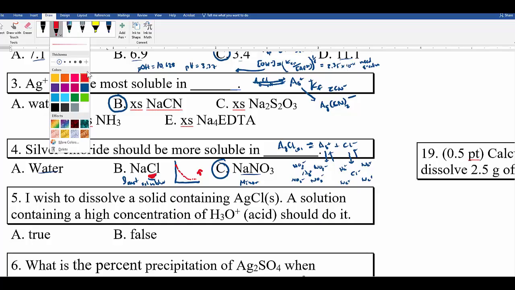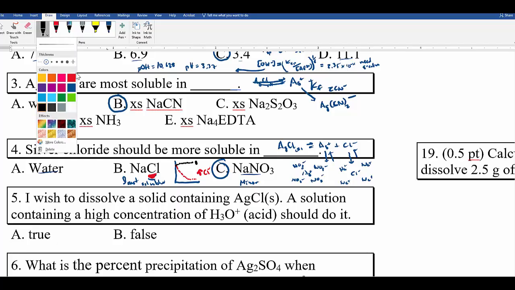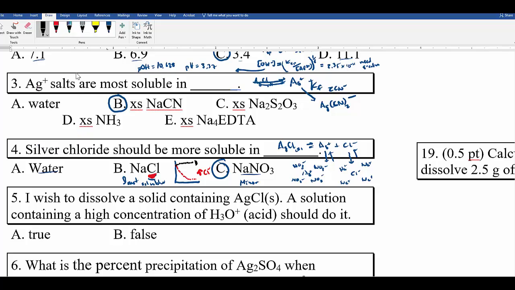Now the pen, increasing chloride. However, with the sodium nitrate, it's a very minor effect. That is, just a slight increase in solubility, or actually not increase. Increase, sorry, that's correct. A slight increase.